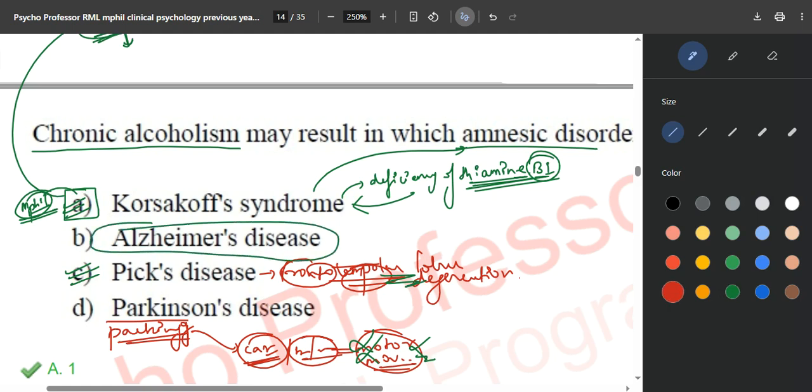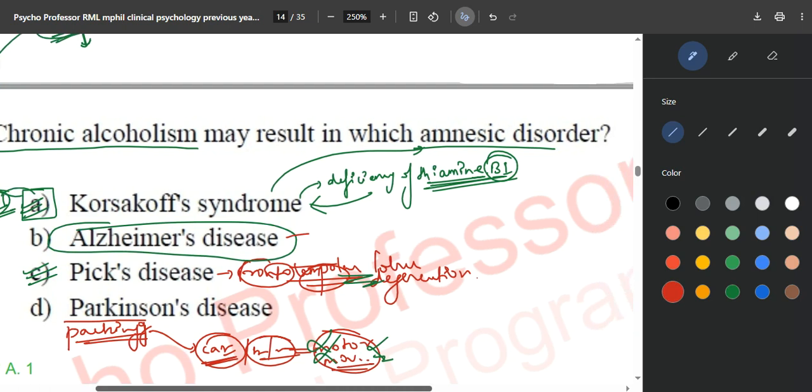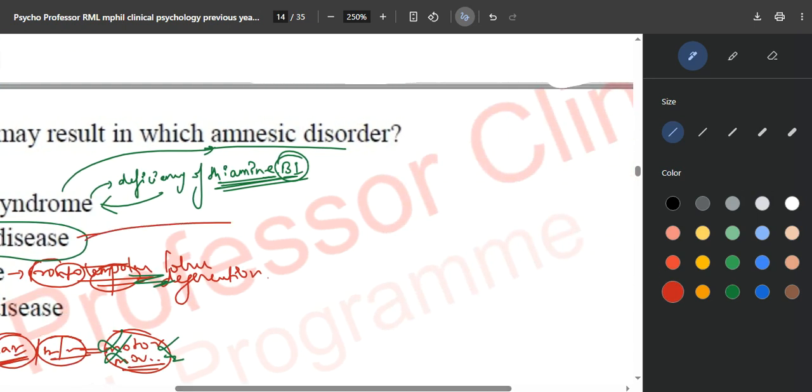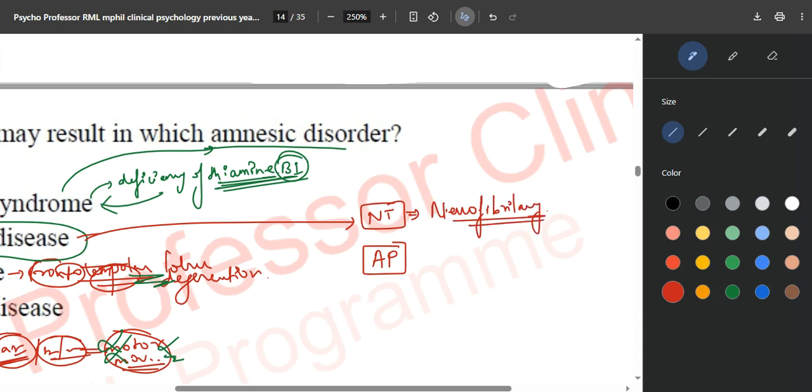Alzheimer's is associated with what? The two major things which come into picture are NT and AP. So what is this NT? This is your neurofibrillary tangles. Sorry for the spelling, but make it correct, tangles. Okay, so it will be available, and this is your amyloid plaque. And I hope you know the meaning of plaque.